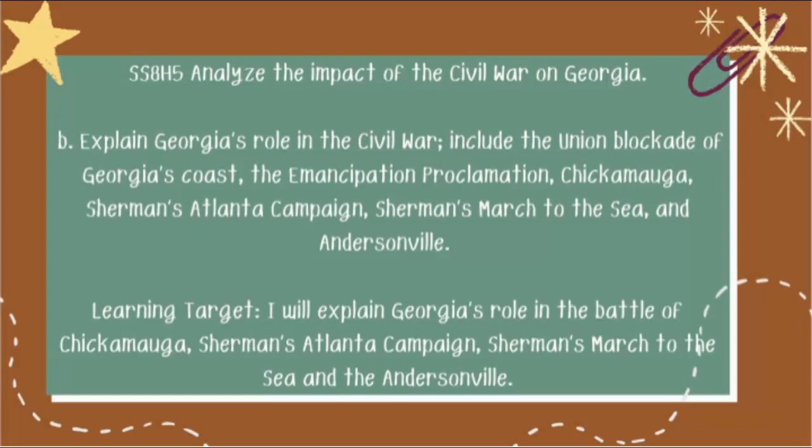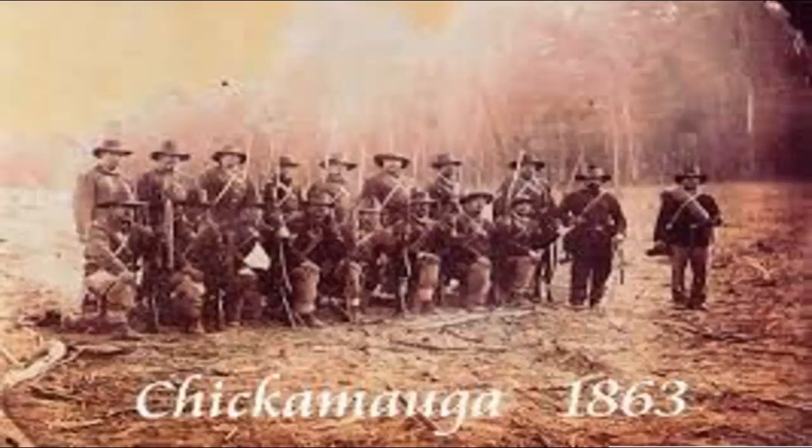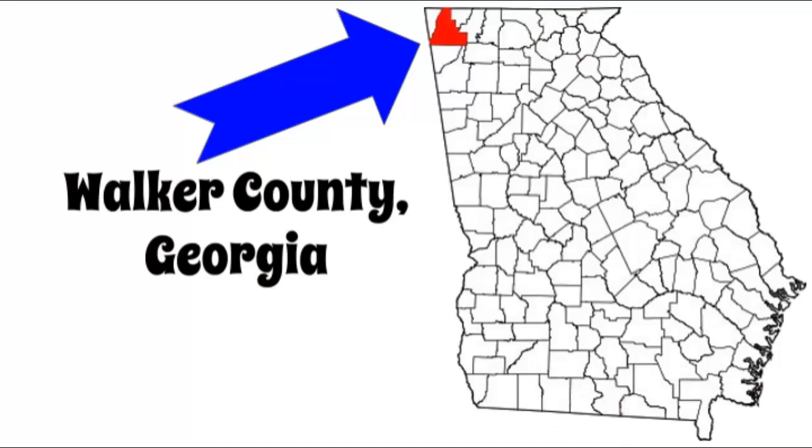the sea, and Andersonville. For the most part, Georgia was untouched by the Civil War till about 1863. But once it came to Georgia, it was a big hit. The Battle of Chickamauga was a major battle in Georgia, and it lasted only 3 days, September 18th through the 20th. Located in Walker County, Chickamauga was an important battle.